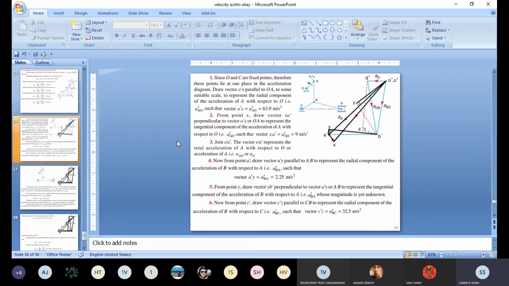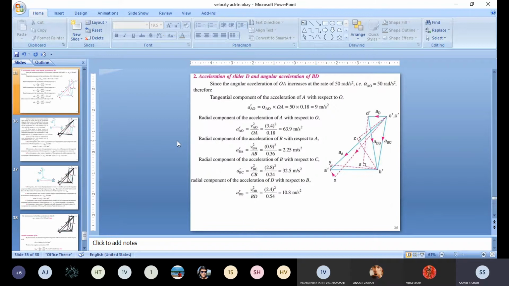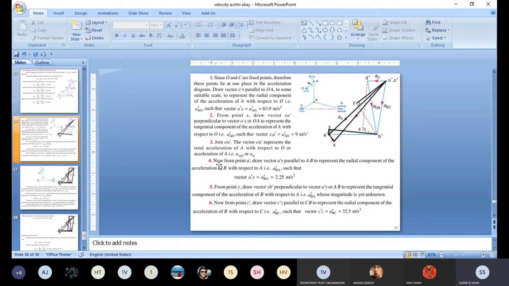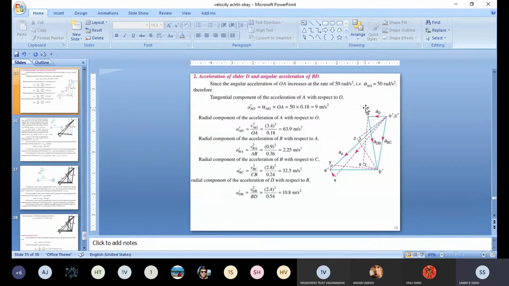Now from point x I have to draw the perpendicular line to OA, which is equal to 9 meter per second square. So it may be 0.9 centimeter, or we can consider 9 mm. So this is the line that is perpendicular to OA, and it may be 9 mm. Join O dash with A dash. Every time when we talk about the radial part and tangential part, both parts should be drawn with a dotted line, as indicated in this figure by the pink line.